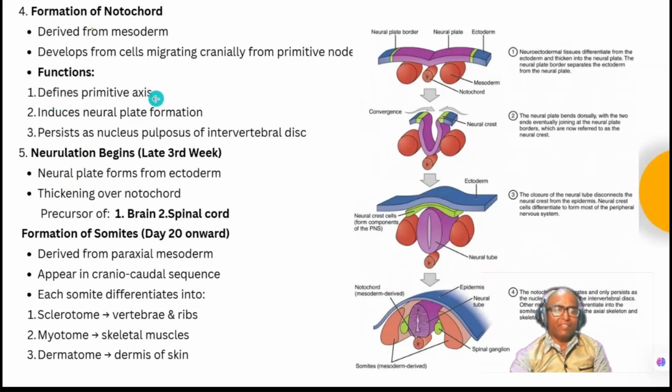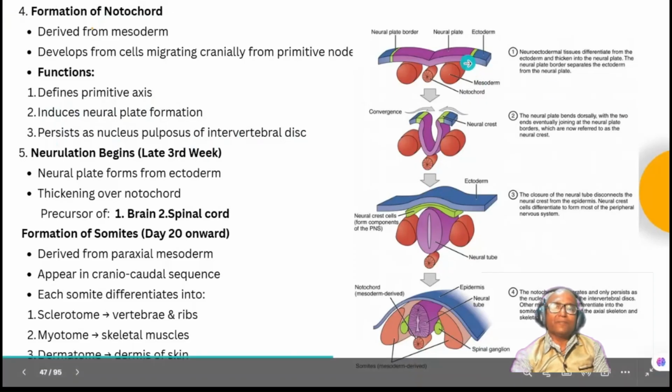So what does it do? It defines the primitive axis, then it induces the neural plate formation. It persists as the nucleus pulposus of the intervertebral disc. So this is also a frequently asked question. The remnant of notochord persists in adults as the nucleus pulposus of the intervertebral disc.